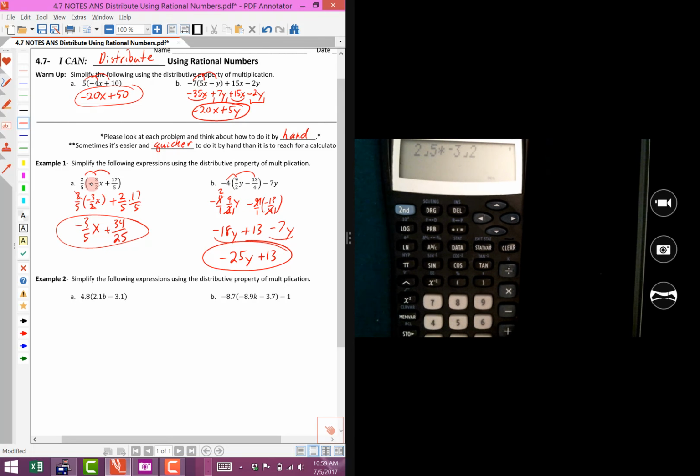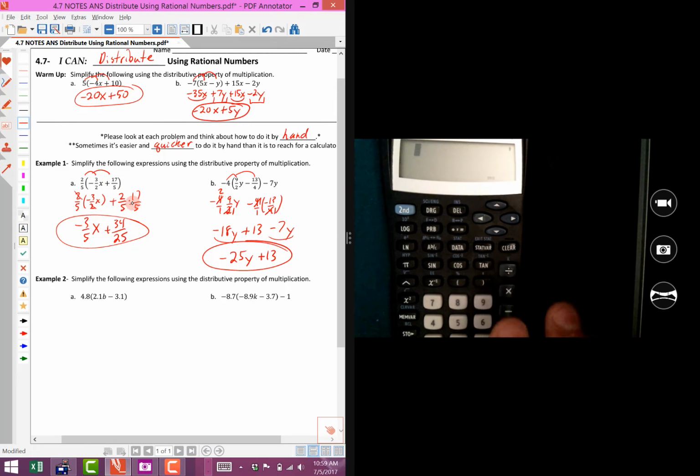So we've got that problem in there, and let's see what we end up with. We end up with a negative 3/5 like we had before, and you've got to take care of that variable. You've got to keep track of that. The calculator won't do that for you. And then let's do the 2 fifths times 17 fifths. So let's see what we've got there.